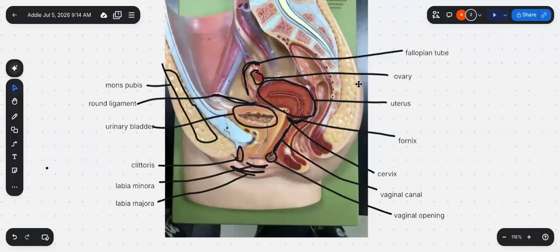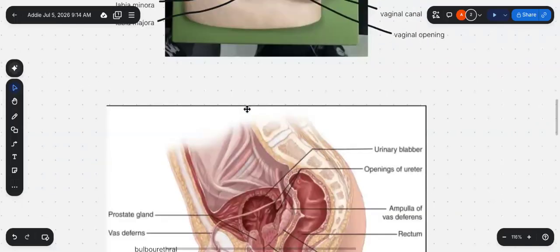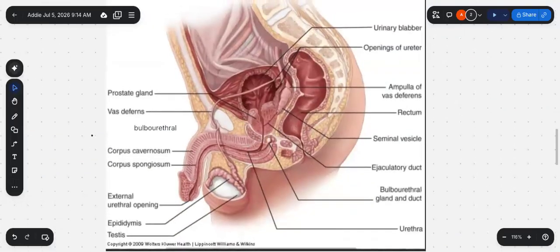So this was pretty much everything for the female reproductive system. Pretty simple. It does get more complex the more you study it, especially with different hormones that you might need to know later on. But for the beginning, pretty simple. Moving on, we are going to go to the male reproductive system.